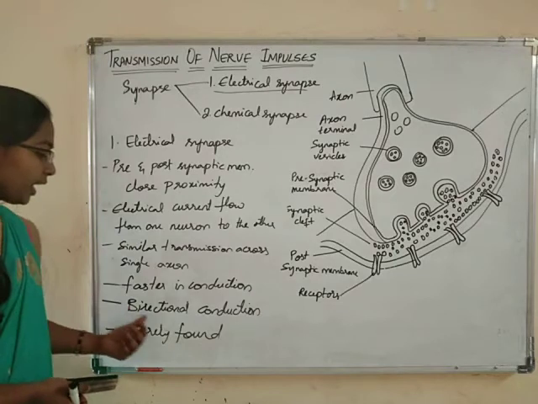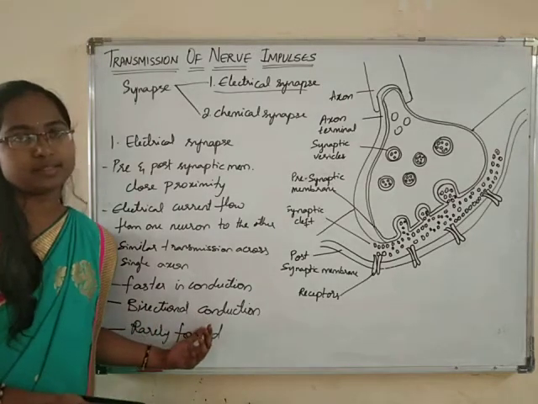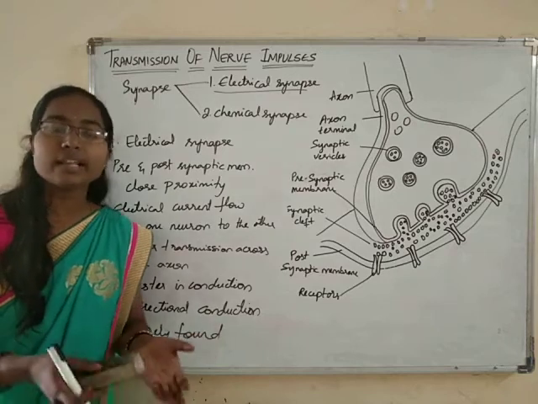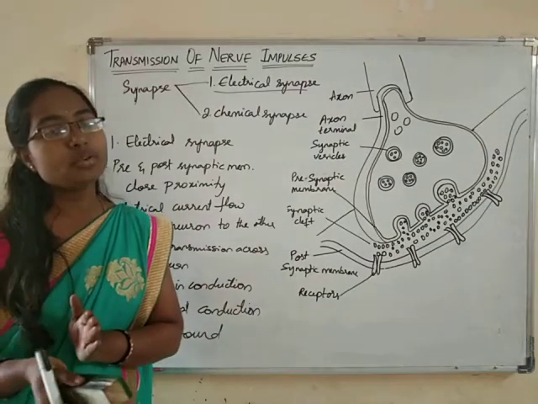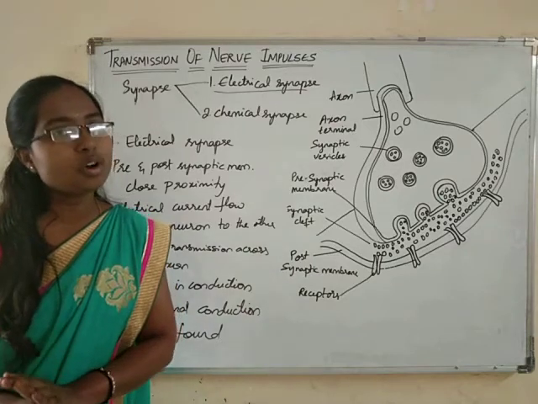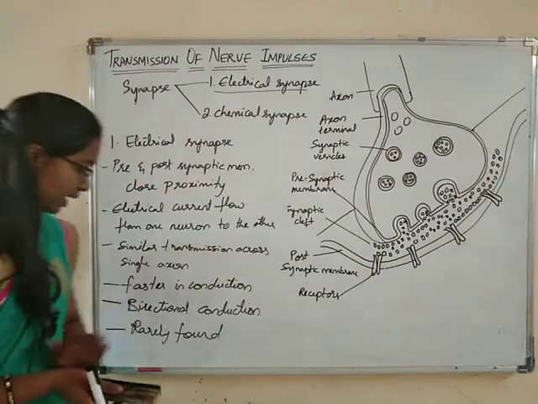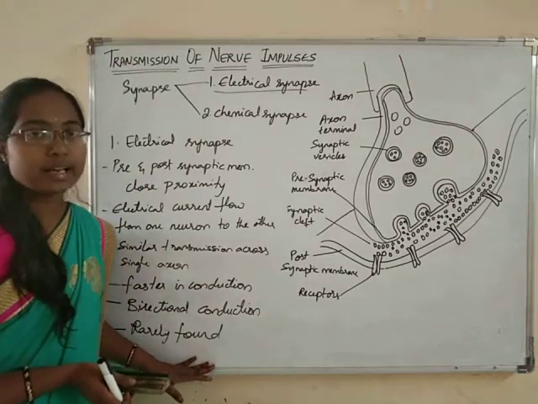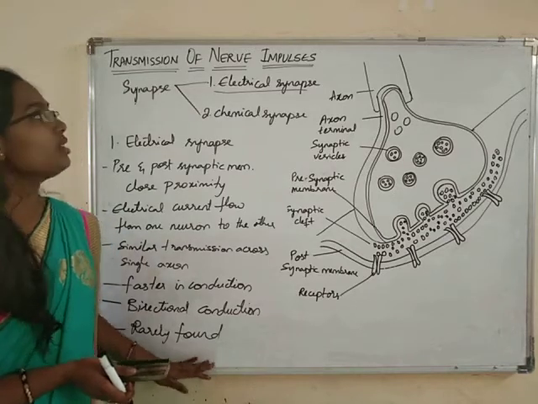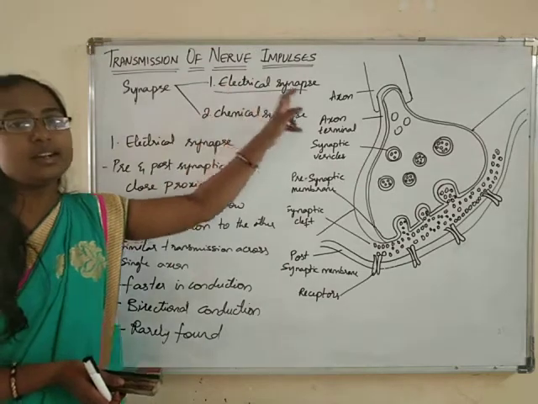In electrical synapses there is bidirectional conduction of impulses. That means the impulses can be conducted from a presynaptic neuron into a postsynaptic neuron, or from a postsynaptic neuron into a presynaptic neuron. And the last point is that they are very rarely found in the body. So this is all about the first type of synapse, the electrical synapse.